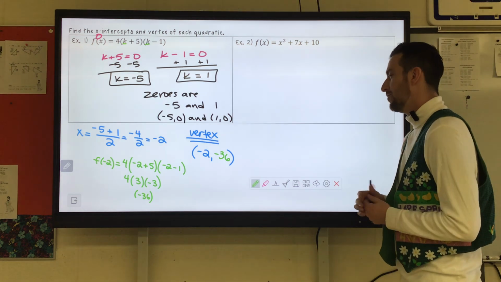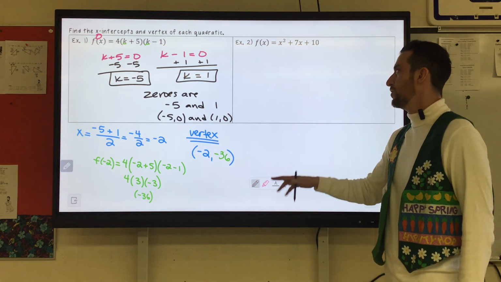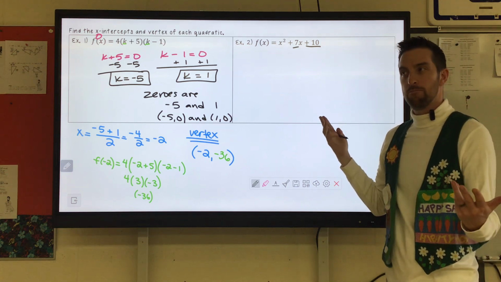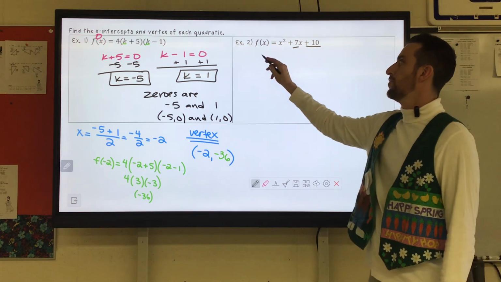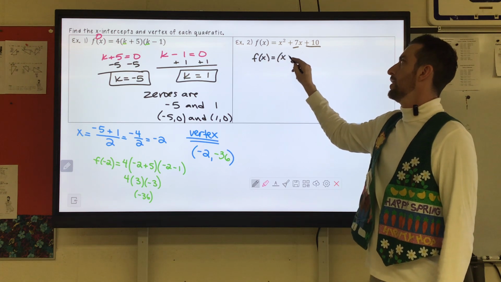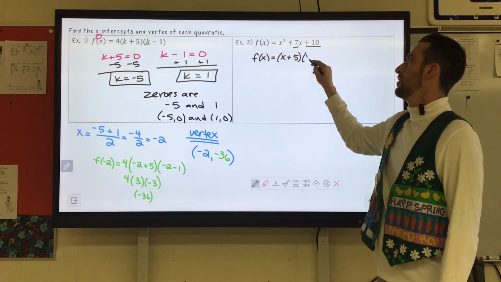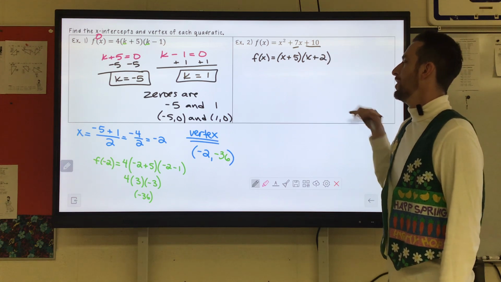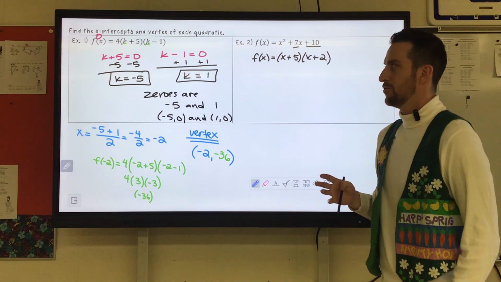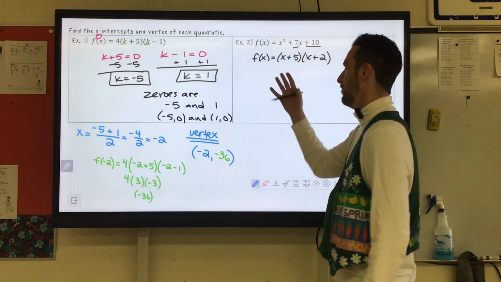This one's not in factored form, so we're going to have to do that first. Can you think of factors of 10 that add up to 7? 5 and 2. So this would factor to f of x equals x plus 5 times x plus 2. Now we've done so many of these at this point, I'm fine with you actually just writing the answer for once you have it factored.